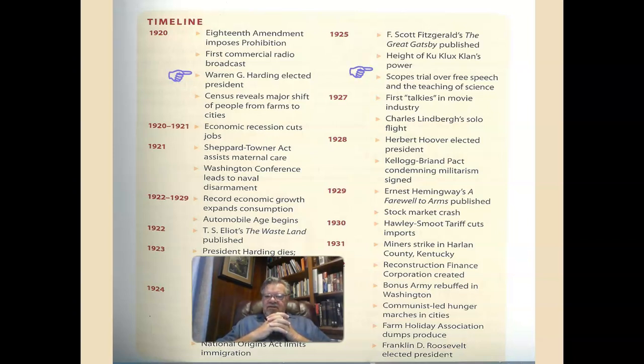Okay, so what else here? Let's skip over some of this. Miners' strike in Harlan County, Kentucky. Harlan County, Kentucky at one time was the murder capital of the world. Bonus Army rebuffed in Washington. We'll talk more about that.